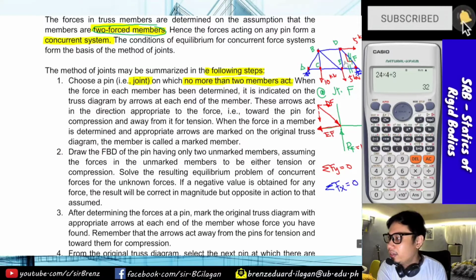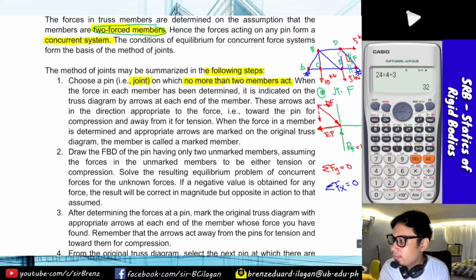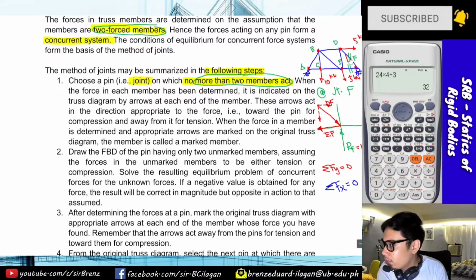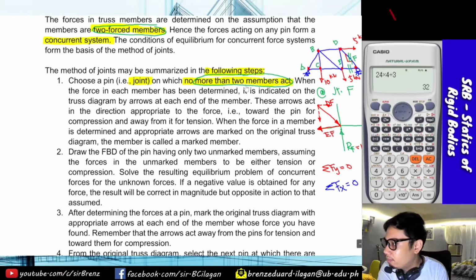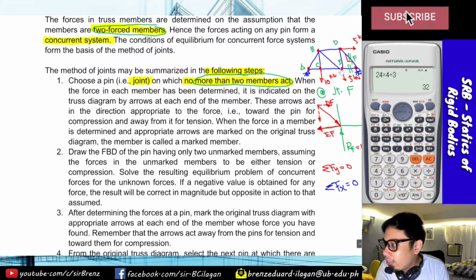Okay? So, ang method of joint kasi, palakad yung analysis niya. So coming from here, lalakad siya dito or dito. So again, depende yan. Dapat no more than 2 members act. So kung tapos na tayo dito sa joint F, between D and E, alin kaya dyan yung masasatisfy yung no more than 2 members act? Okay, so tama. Hindi pwedeng sa E yan.